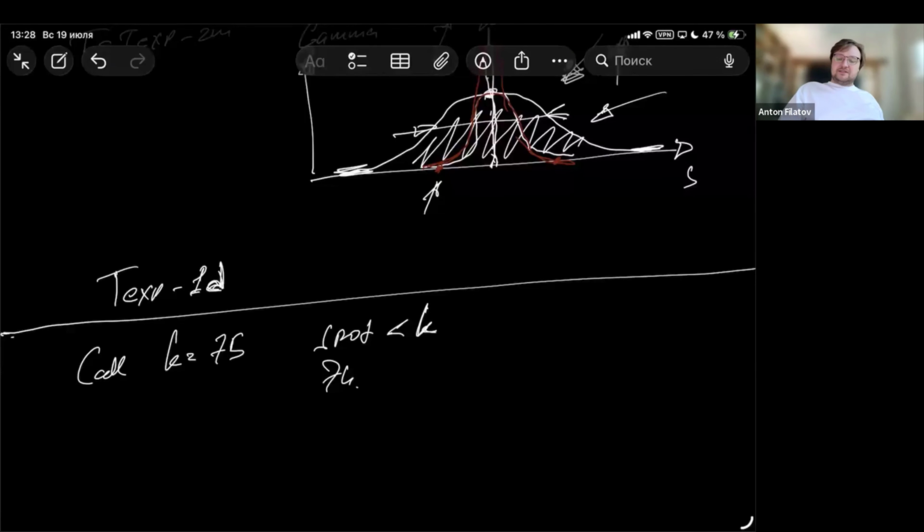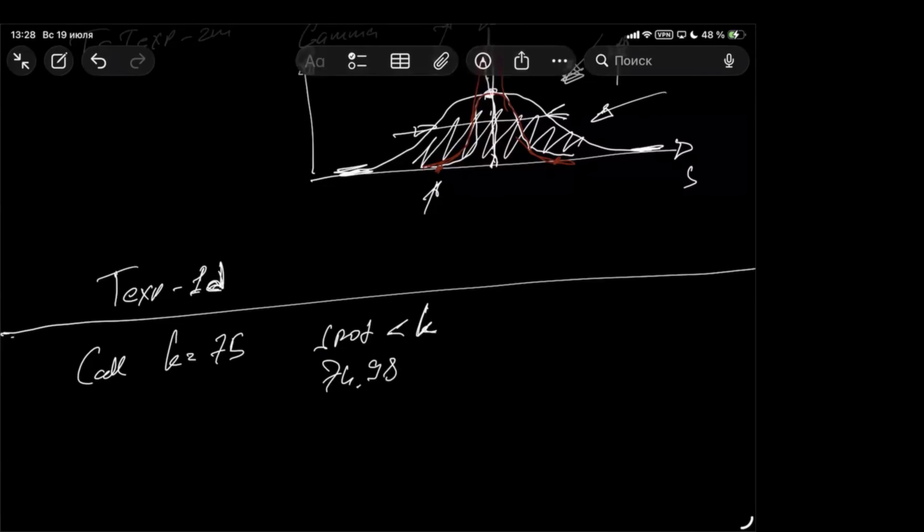What is it if it's about 74.98? What do you think now? So can you hedge it? Because my understanding is for European options, you can't exercise before the expiry date. You have to wait before it expires, right?